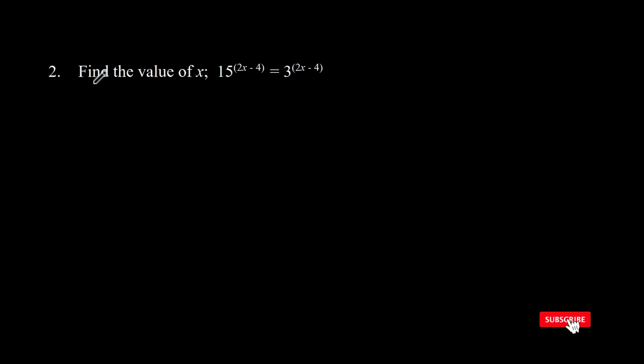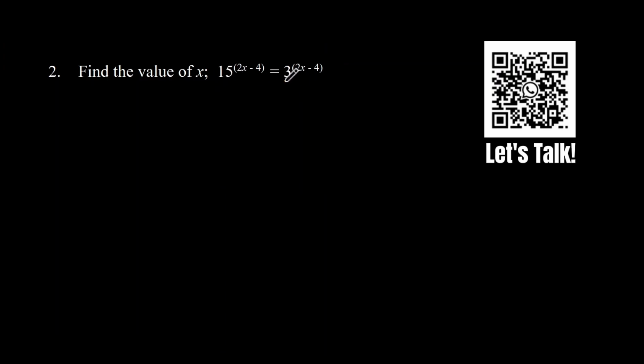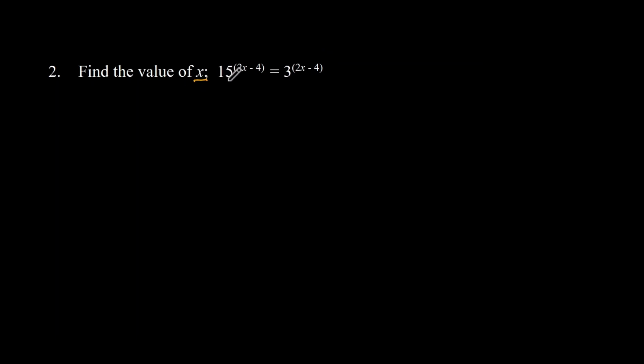So for question number 2, it says find the value of x, and we have 15 exponent 2x minus 4 equals 3 exponent 2x minus 4. At first, when you look at this question, the indices are the same, and in most cases, when the indices are the same, then we have to equate the bases. And also if the bases are the same, just like question number 1, we equate the indices. But now it is unique because our main target is to get the value for x. Meanwhile, x is not found at the base.